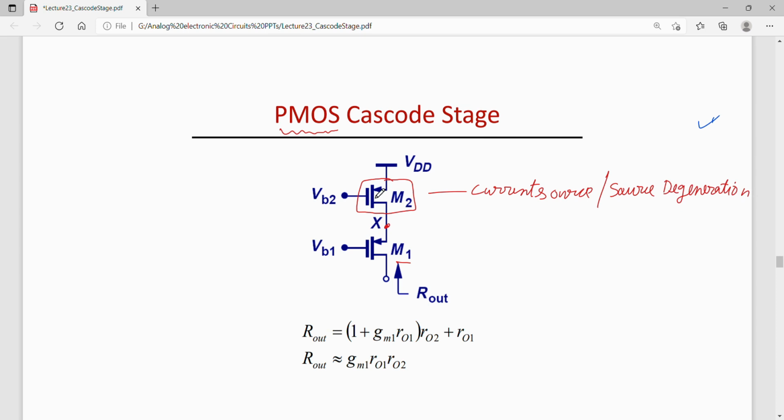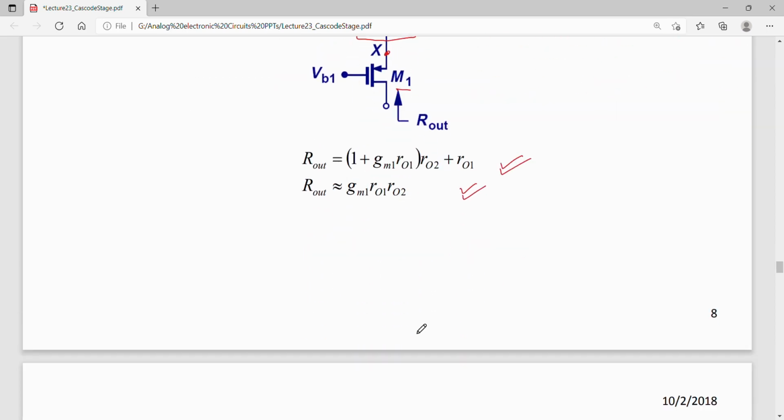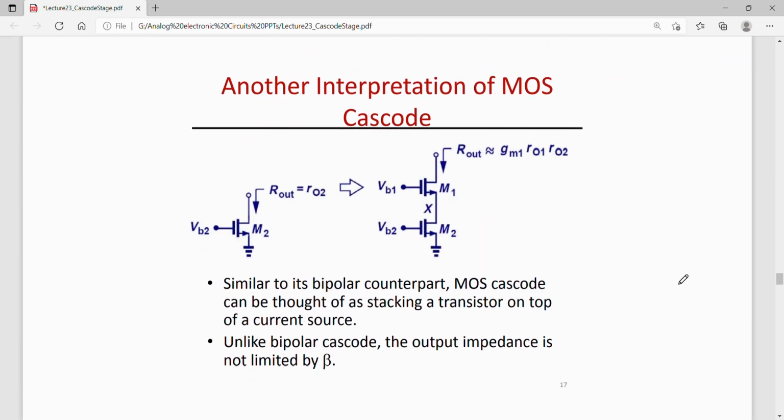Now the output impedance of this circuit also remains same, similar to what we had calculated for BJT. Same is true for a PMOS cascode as well. So the total output impedance is this much of a PMOS cascode stage. So I think this is same. So yeah, let us discuss this one also.